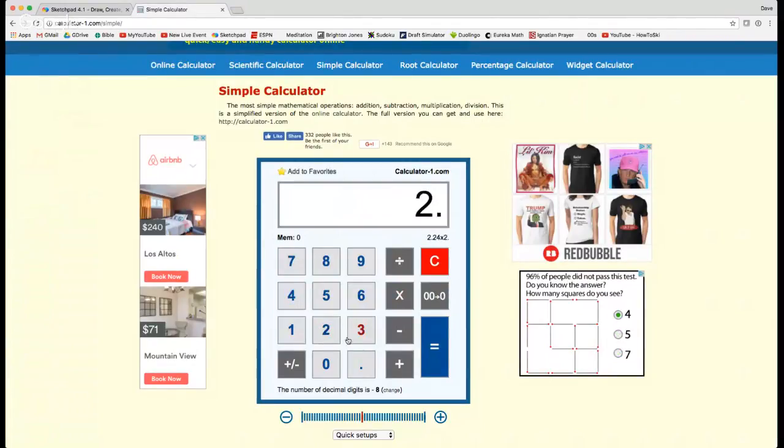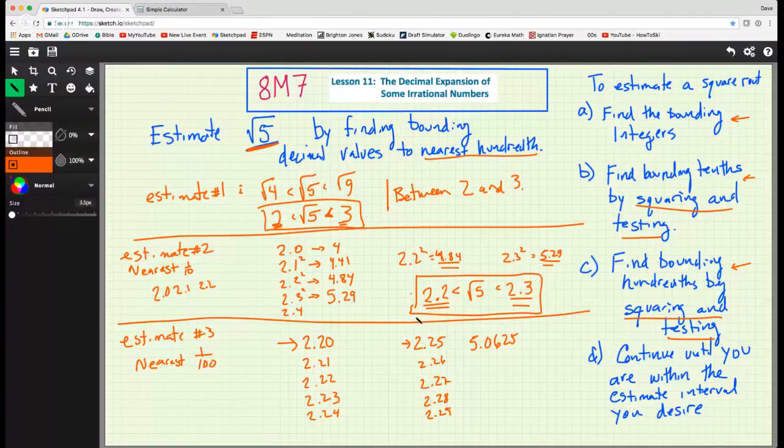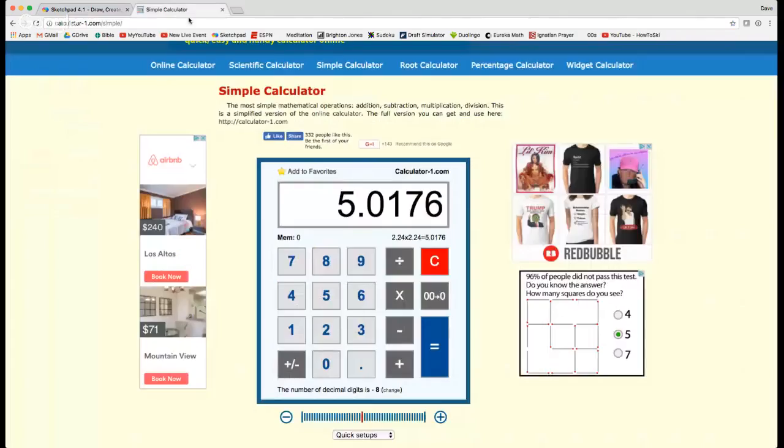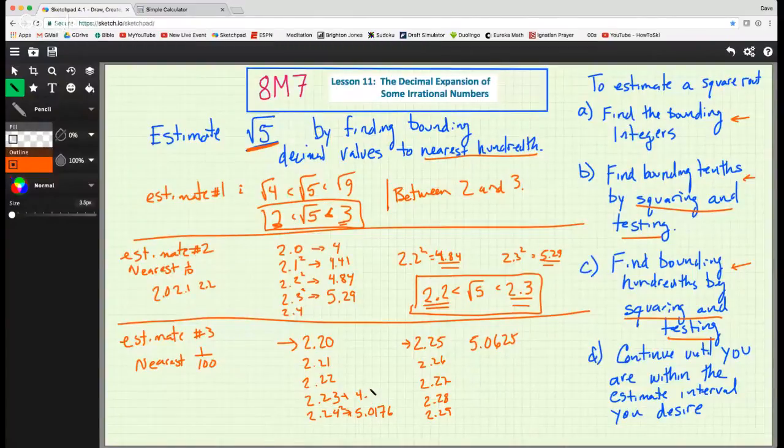2.24 times 2.24 equals, still too big, 5.0176. So 2.24 squared is still bigger than 5. So we've got to do one more. Let's try 2.23 squared. 2.23 times 2.23. Well, there's 4.9729. So now we have our two bounding numbers again. So the square root of 5 is between 2.23 and 2.24.